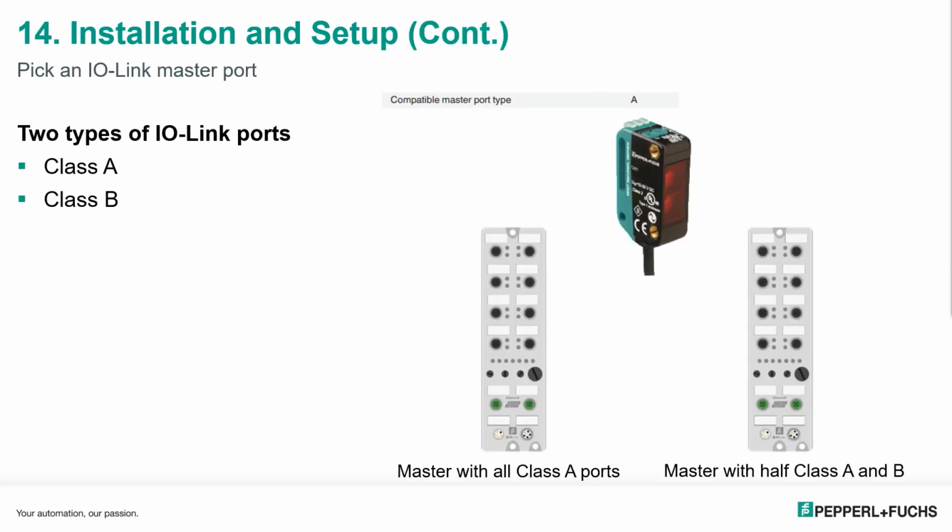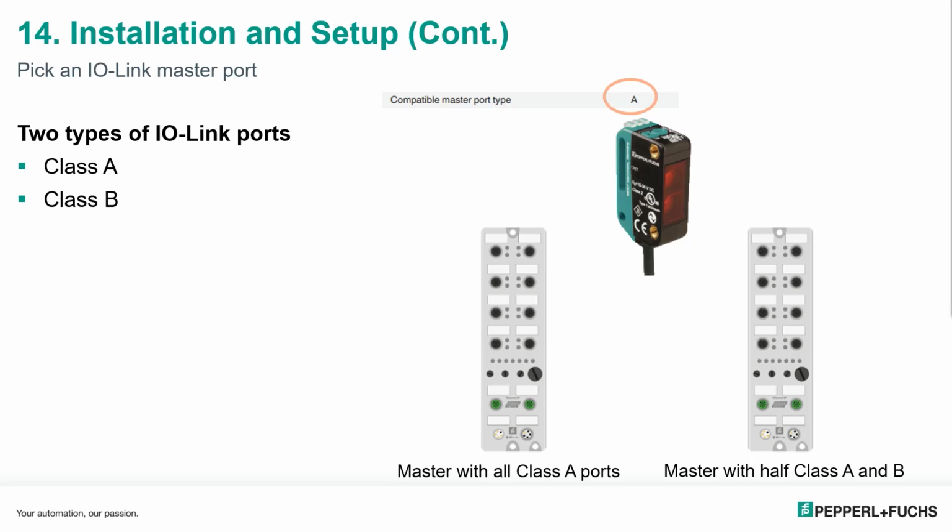All right, now we need to connect the sensor to something. With these IO-Link sensors, you can connect them, and they have basically a master port type. They can be a Class A or a Class B sensor, and you can connect it to a Class A or a Class B IO-Link master. In the data sheet, it'll actually tell you what type of compatibility you have. For example, compatible with master port type A.